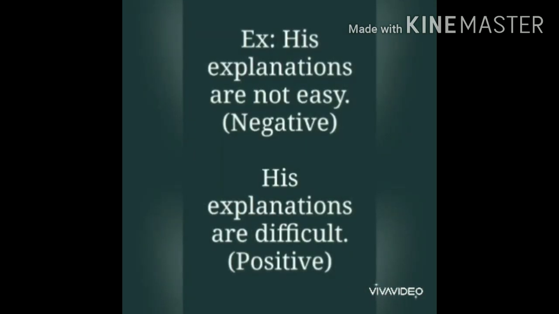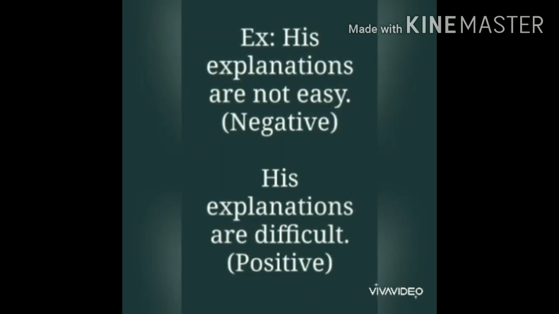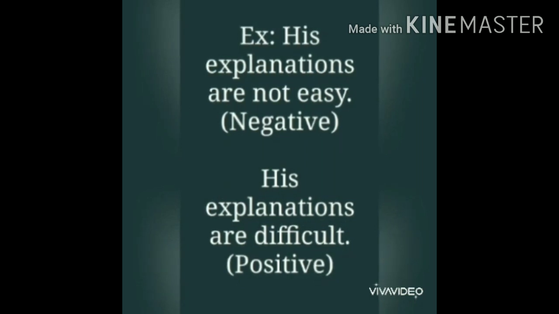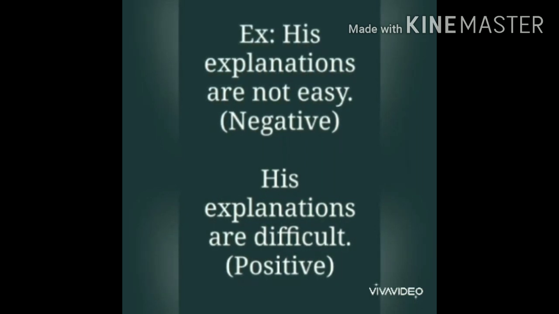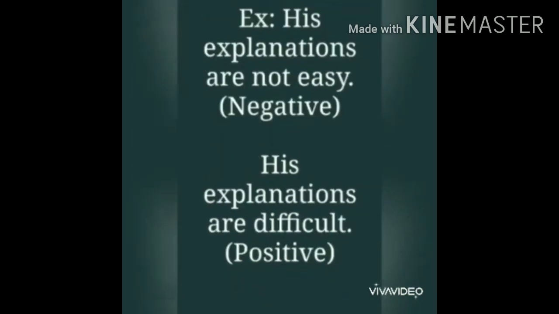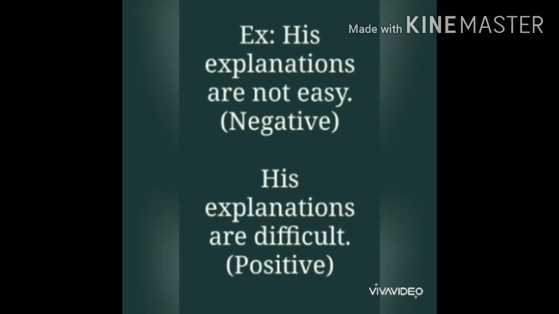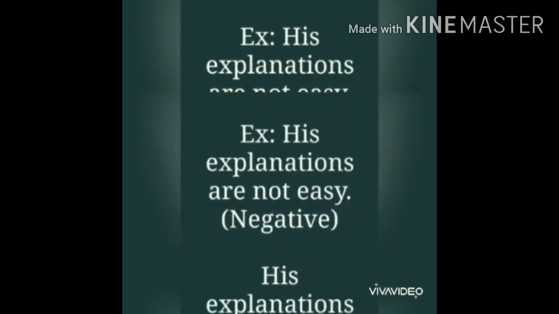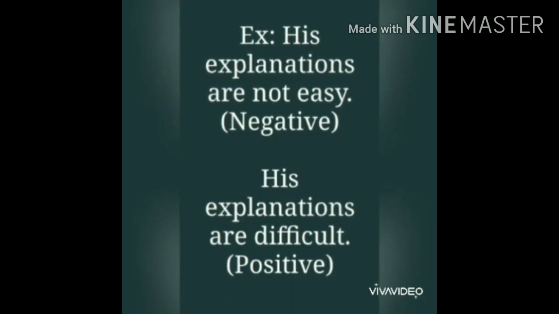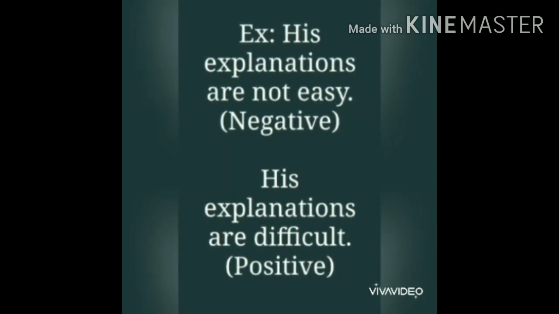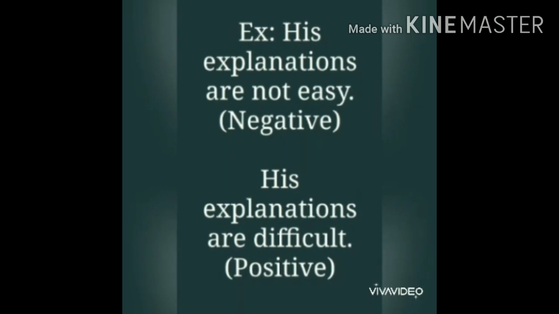For example, his explanations are not easy. This is a negative sentence. Why? Because you can see a negative word there. Now changing this to a positive one, we have to use the antonym of the word easy and we have to remove the negative word from there. And therefore it becomes: his explanations are difficult.